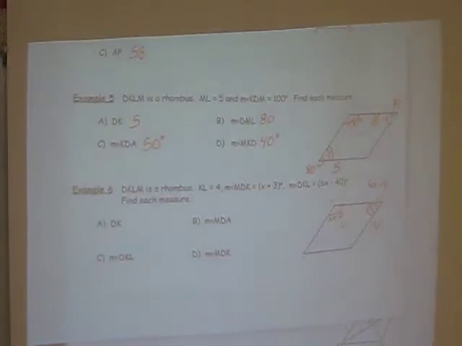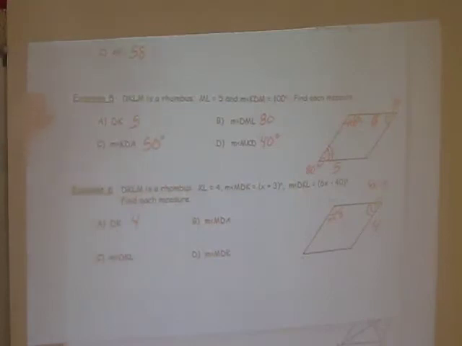And the last example, we know that KL is 4. Angle MDK is x plus 3. And angle DKL is 6x minus 4. First of all, finding DK. This is a rhombus, so all 4 sides are congruent. So that side is also 4.